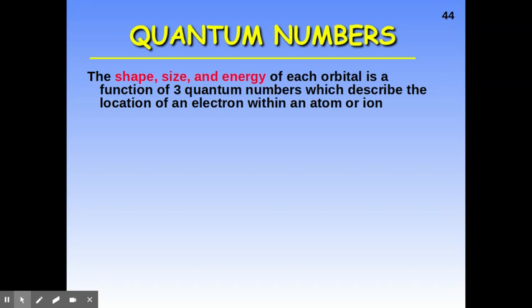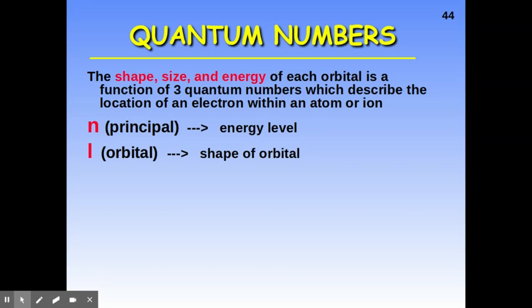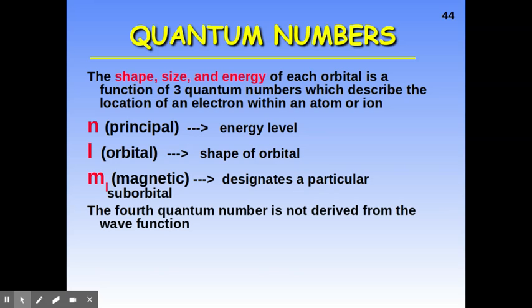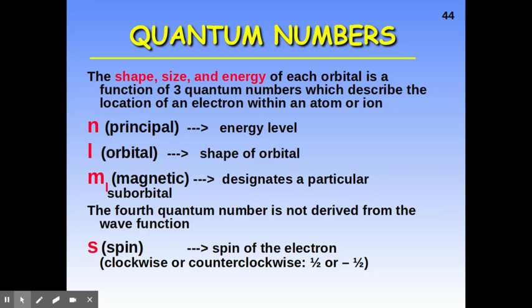So we first need to talk about quantum numbers. The shape, size, and energy of each orbital is a function of 3 quantum numbers, which describe the location of an electron within an atom or ion. So we're basically giving each electron its own address inside the atom. The first number is the N, the principal energy level. On your periodic table, this is the level that it's on. And then there's the orbital, which is the shape of the orbital. And then there's the magnetic suborbital. And the fourth one is derived from the wave function. That's going to be the spin. So we'll get more into that in the next section, but not today so much.